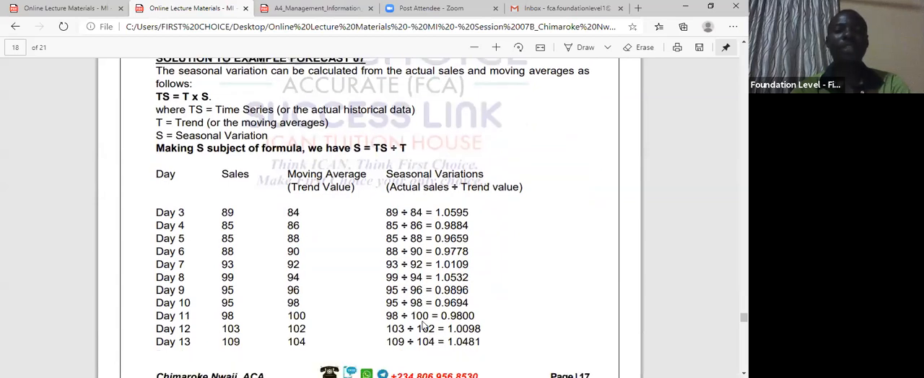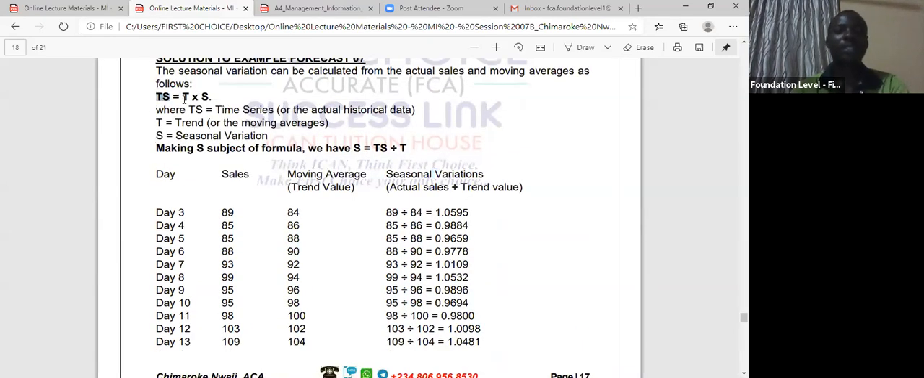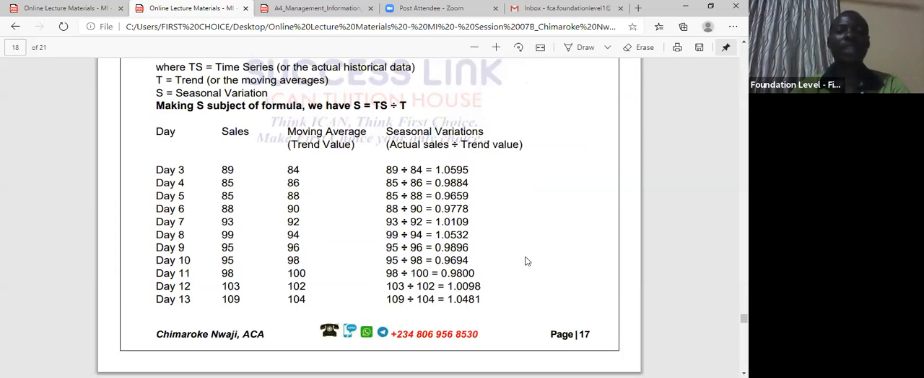So you see, your sales and your trend value are all here now. So remember this formula, TS equals T times S. If you want to make S the subject of the formula, this T will move to here and it will be division. So it will be TS divided by T. So that's what we are doing now. 89 divided by 84, you are getting 1 point something. So I did mine to 4 decimal places.